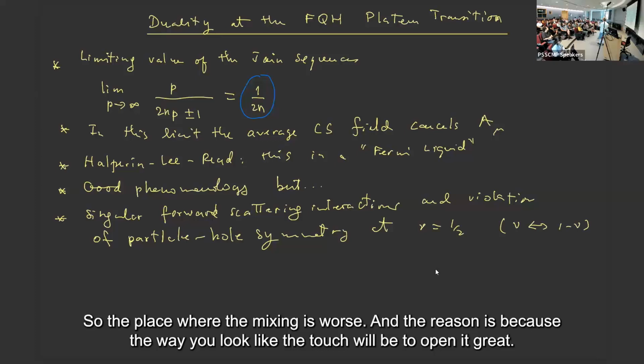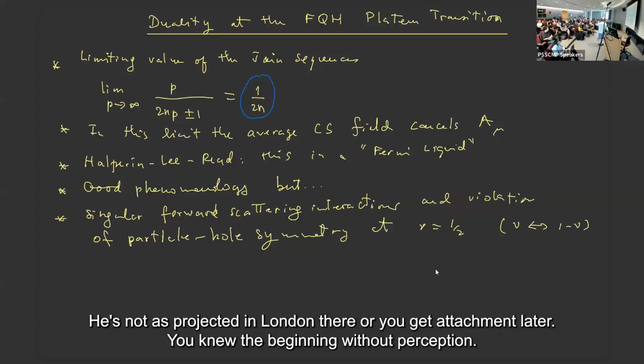And the reason is because the way you do the flux attachment is locally in space. It's not that you project it into the lambda level and do the attachment later. You do it in the theory without projection. And so this is a bit of a problem.